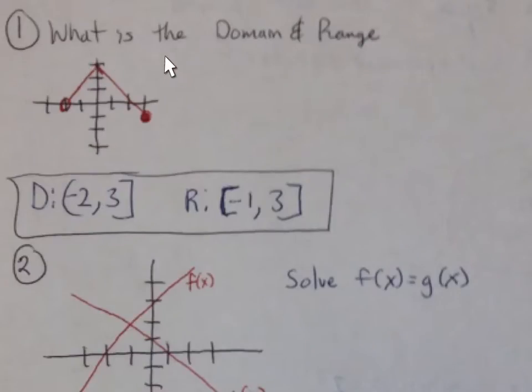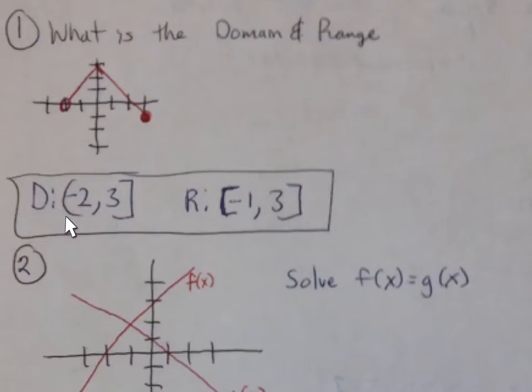Okay, this is a little review for the class, domain and range of this graph. Domain is, as we look across, what are my x values? So if you can tell, you start at -2 and you're going to 3. The graph goes all the way there. So my domain is from -2 to 3.